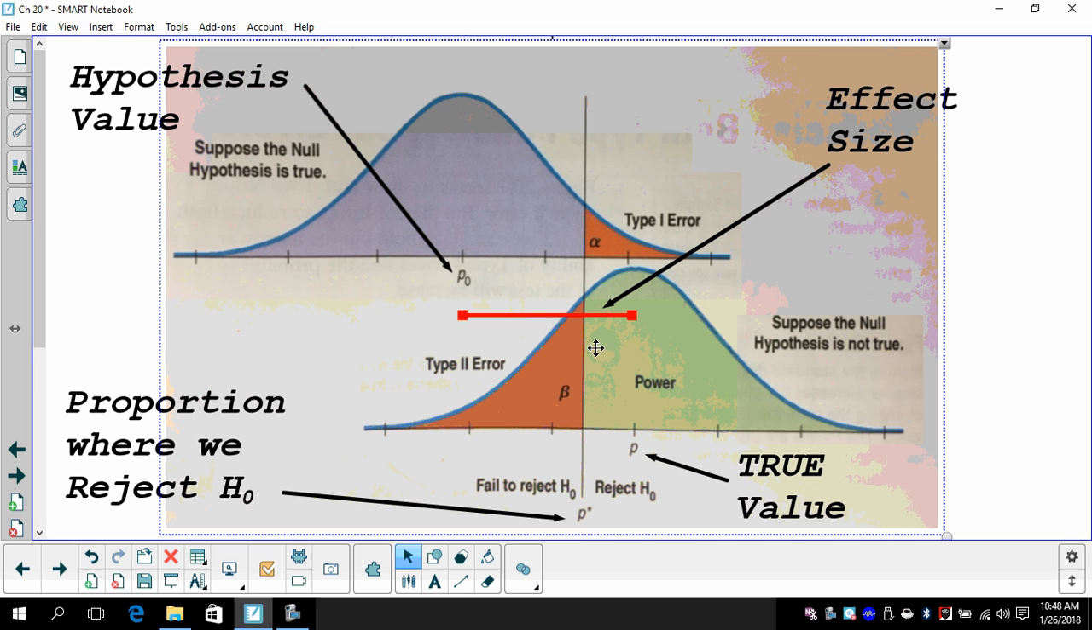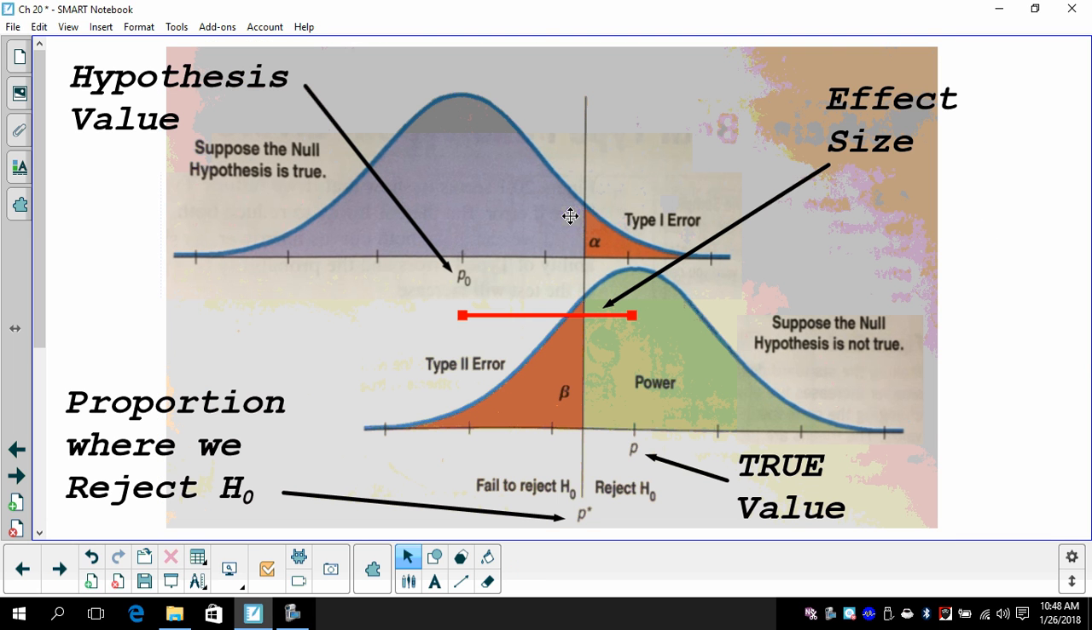So if we look at this diagram and we move this vertical line to the left, we'll increase the probability of making a type 1 error, but decrease the probability of making a type 2 error. If we move it to the right, we decrease the probability of making a type 1 error, but we also increase the probability of making a type 2 error. So what we hope to do is get the balance right here so that we can limit the error that we make.